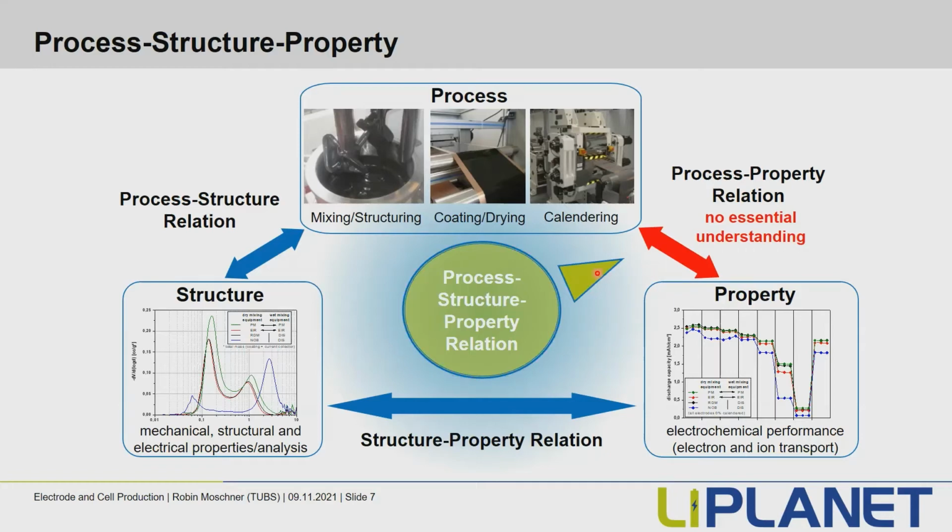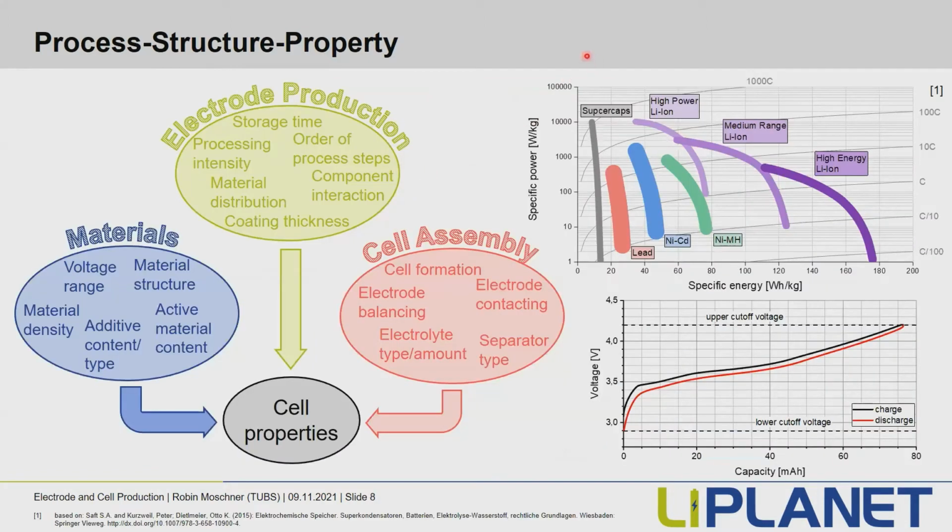But you see, well, we have many process steps, and therefore we have many influencing parameters on the cell properties, like material parameters, voltage range, or additive content and type, and so on, which, for example, have an influence on the voltage curve of our cells, but also electrode production parameters, like the processing intensity, the material distribution, coating thickness, and so on. Or cell assembly parameters, electrode balancing, or which electrolyte and separator type we use.